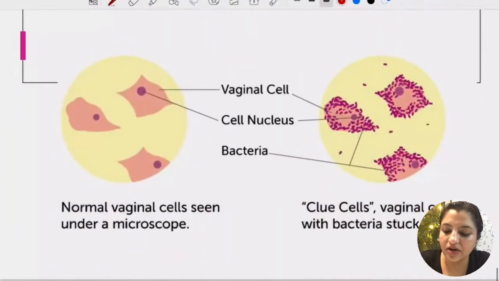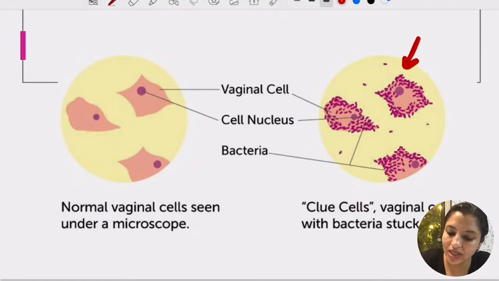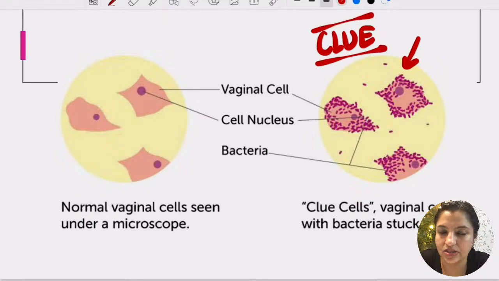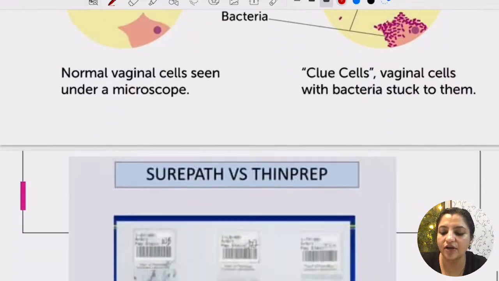Apart from that, this is one of the favorite questions that everybody would have seen in gynae: cocobacilli attaching to the edge of the squamous cell, and these are called clue cells. So these are very important. You have to remember them with vaginosis. So bacterial vaginosis will have these cells.